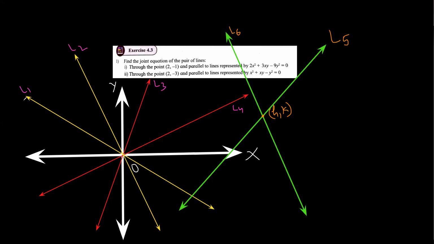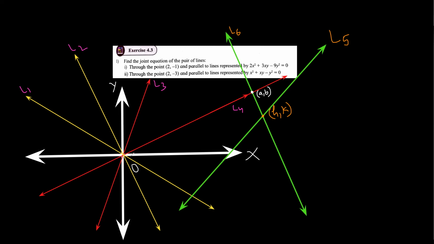If L4 and L6 is a pair of lines, what you are noticing is that these two lines are not passing through the origin. You can check. If I extend L4, where is L4 intersecting L6? L4 is intersecting L6 at this point, which could be A comma B. So L4 and L6 is also a pair of lines, and they are not meeting each other at the origin. They are meeting each other at A comma B. It's a different thing.